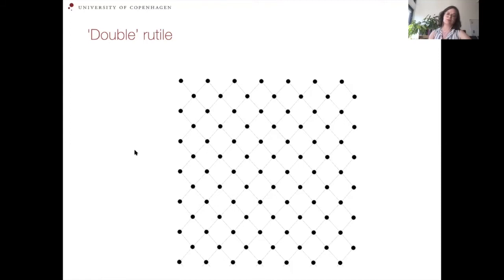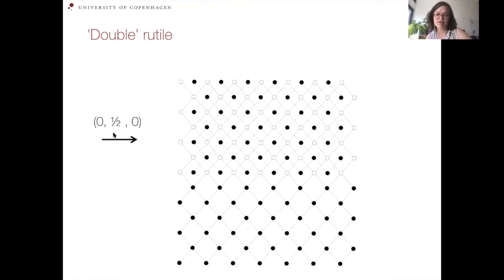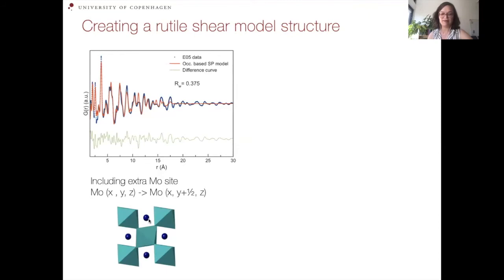So what we can try to do is include these as defects in our model. In a very simple way, we can take our starting rutile model, and then we can add an extra site, which corresponds to really just shearing a rutile lattice. And we can do that here. And this immediately gives us a much better fit. So it seems like we have this kind of double rutile lattice that appears as defects in the small nanoparticles.